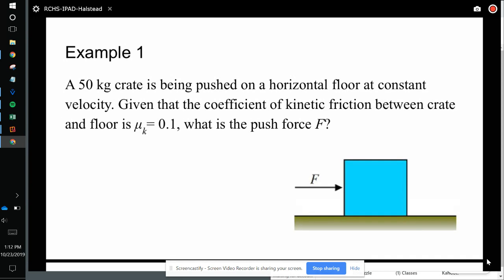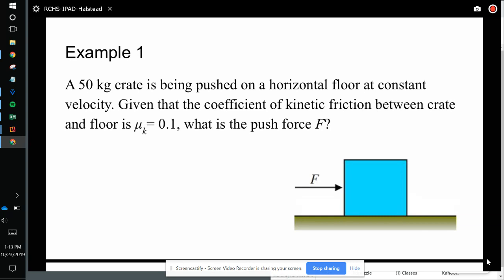So let's do an example. We have a 50 kilogram crate being pushed on a horizontal floor at constant velocity. Given that the coefficient of kinetic friction between the crate and the floor is mu k equals 0.1, what is the push force F?